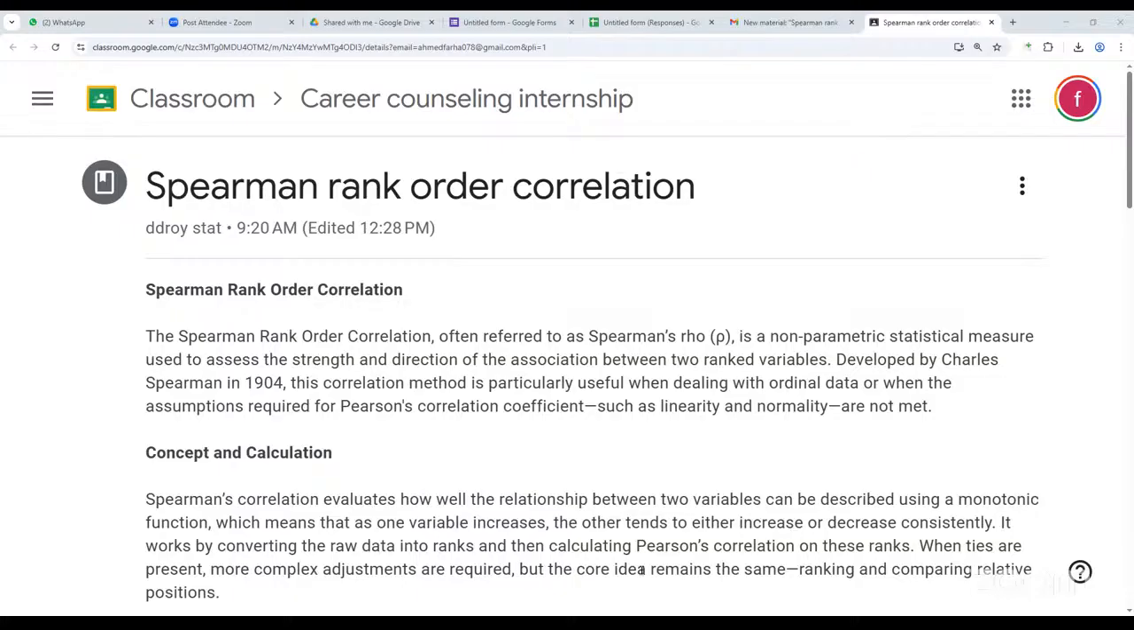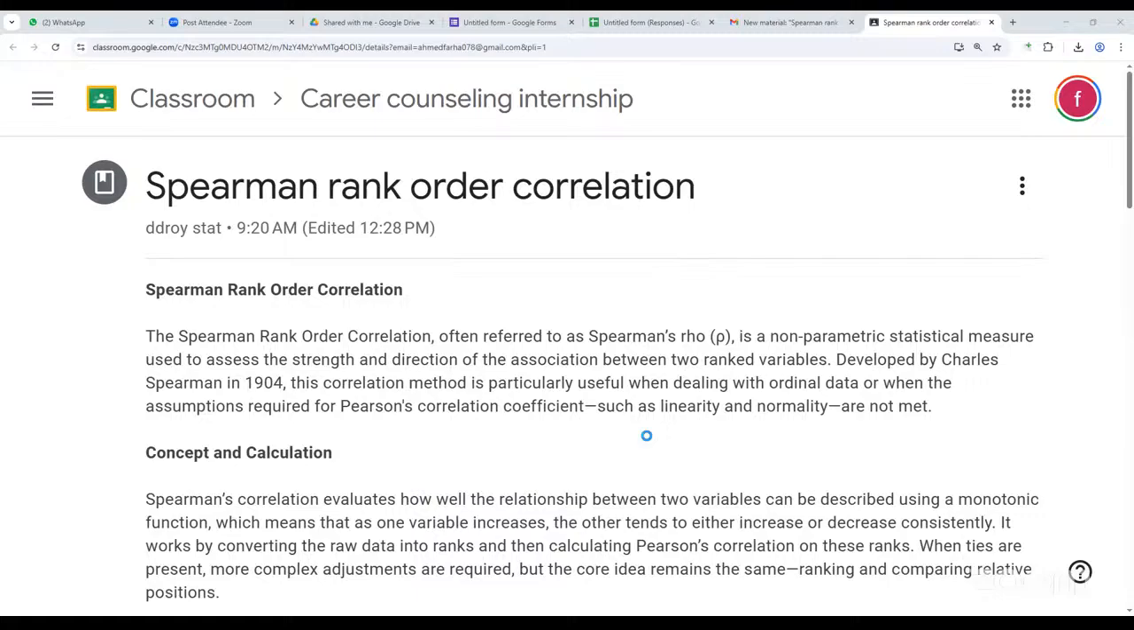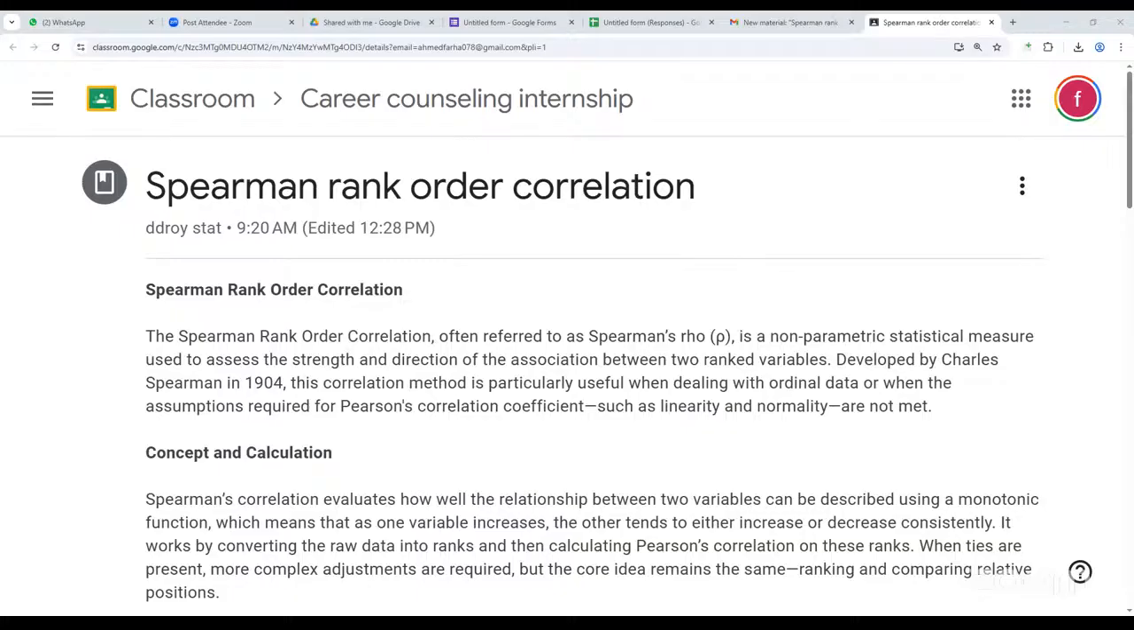The Spearman rank order correlation is a non-parametric measure of the strength and direction of the association between two ranked variables. Developed by Charles Spearman in 1904, this correlation method is particularly used when dealing with ordinal data or when the assumptions required for Pearson's correlation coefficient, such as linearity and normality, are not met. Correct. Thank you. So now, Anurna, please read the concept and calculation.